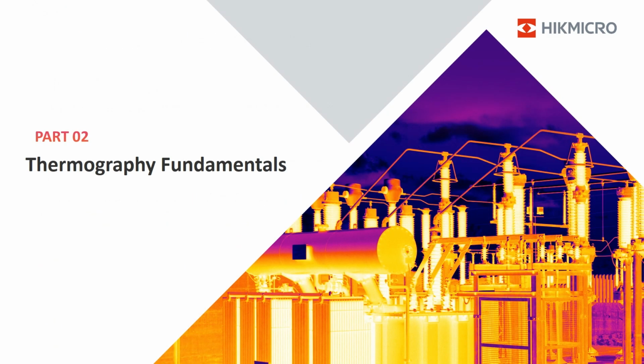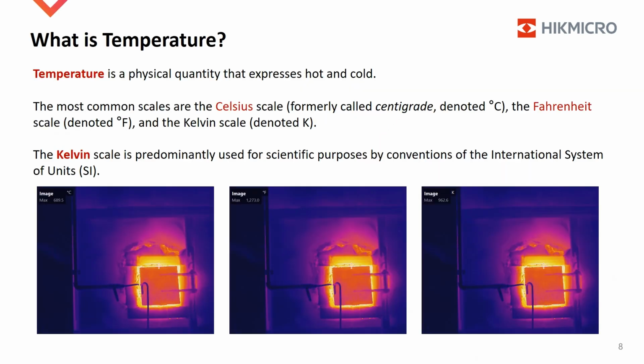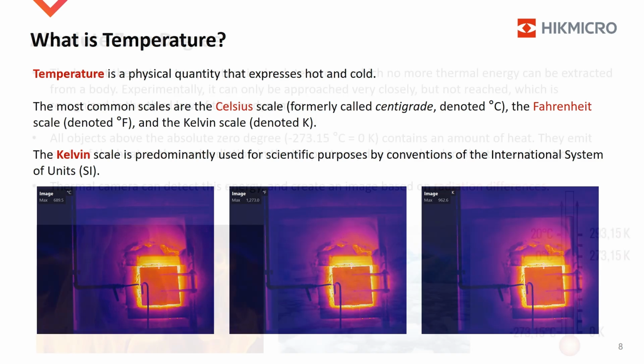We'll introduce thermography fundamentals in the second part. This part may be a little tedious. Terms in this section are not important, but keep these images in your mind, please. First, what is temperature? Temperature is a physical quantity that expresses hot and cold. The most common scales are the Celsius scale, the Fahrenheit scale, and the Kelvin scale. Denotes are in these forms. The Kelvin scale is mostly used for scientific purposes.